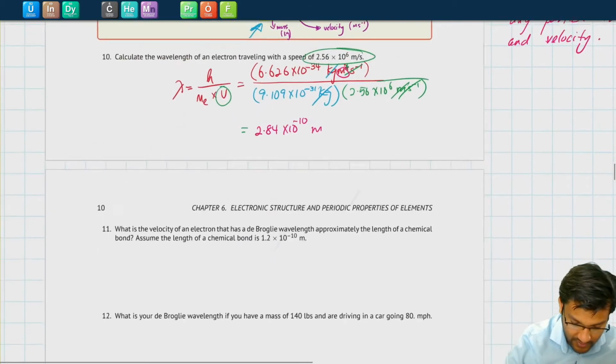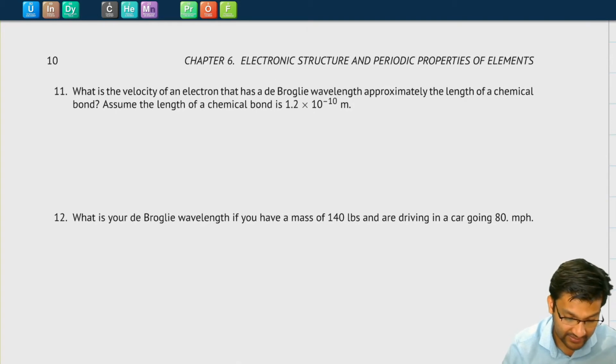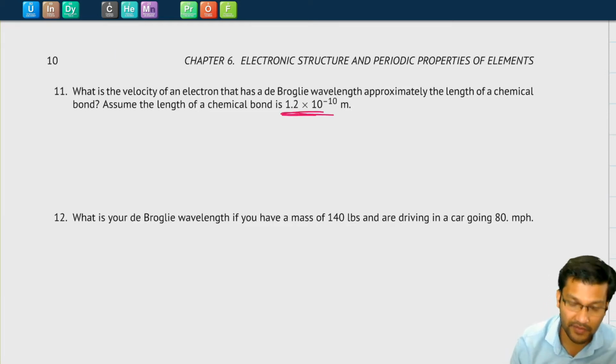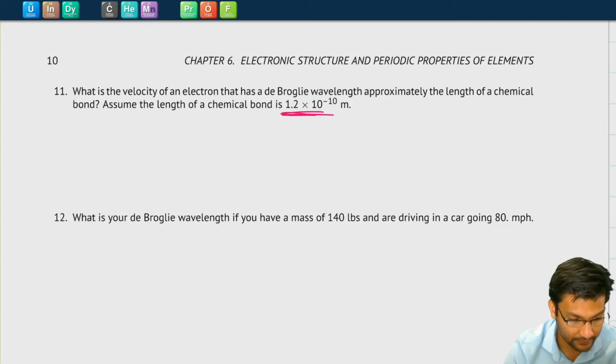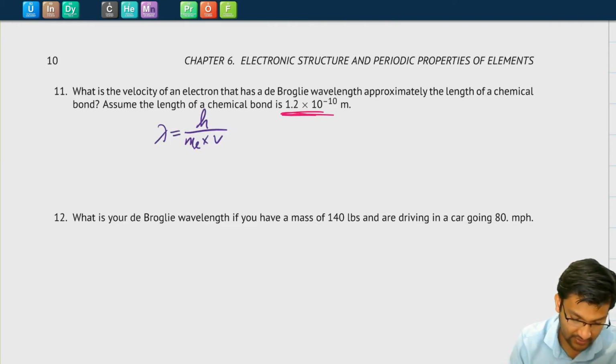Okay, try number 11 on your own. Here we're asked to calculate the velocity of an electron with a de Broglie wavelength approximately equal to the length of the chemical bond, which is about 1.2 by 10 to the minus 10 meters. See if you can figure that out on your own, and then you can unpause the video and we'll go over that together. Okay, so we know that the de Broglie wavelength equation is lambda is equal to h over the mass of the electron times the velocity.